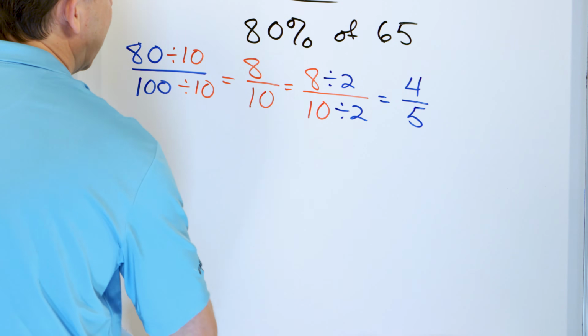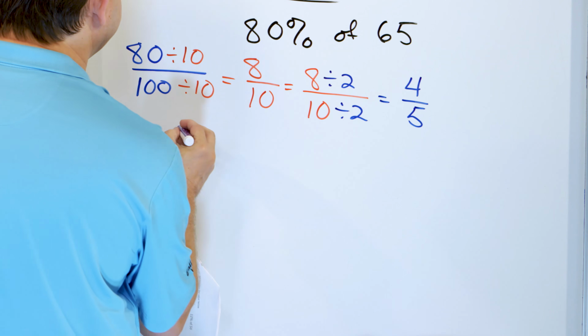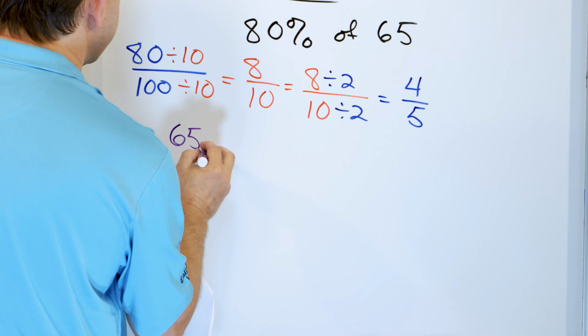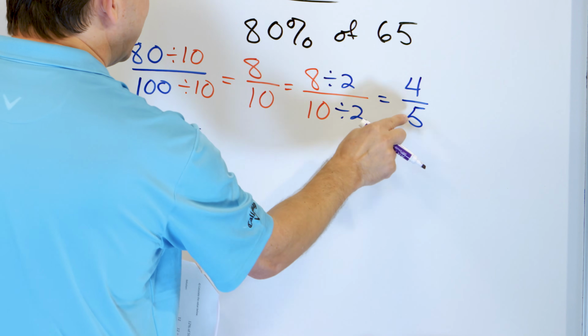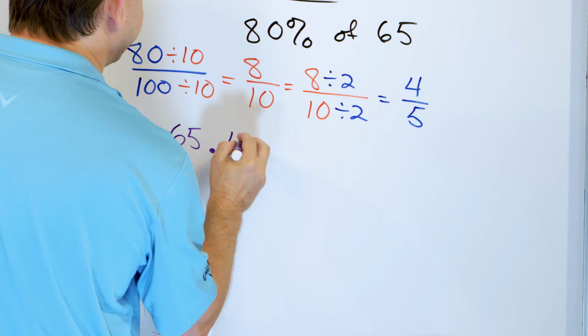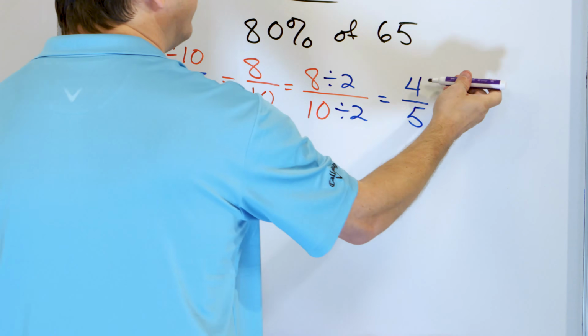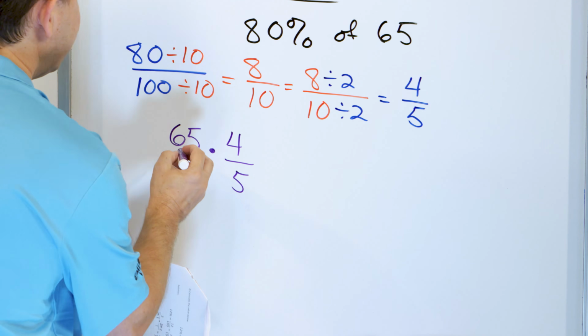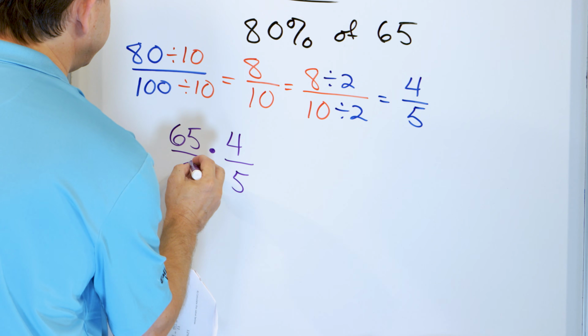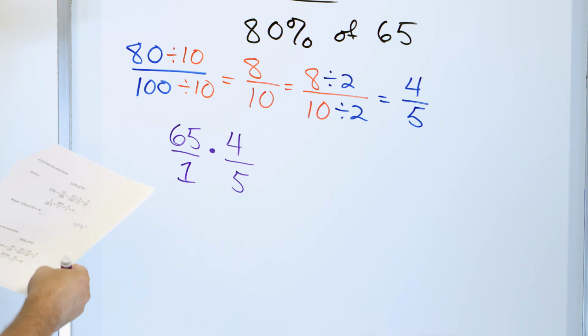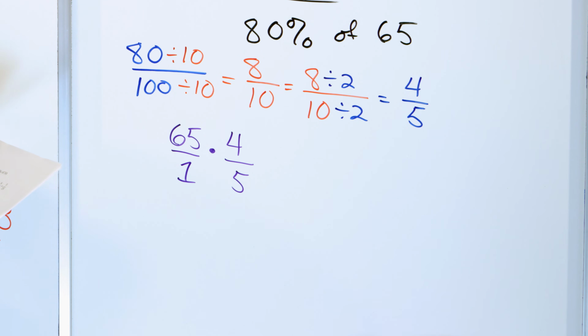So we need to multiply the 65 watermelons we have, we're going to chop it down by multiplying by the fraction equivalent of this percent, 4/5. So what it's saying is if 80% of them are juicy and red, it means 4 out of every 5 of them are juicy and red. So we're going to multiply these, right? Like this.